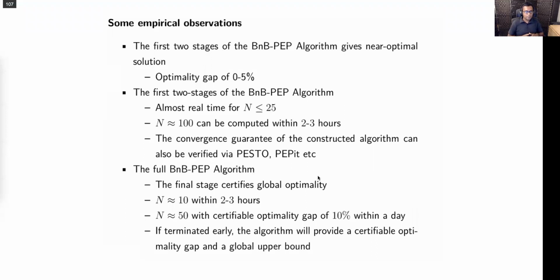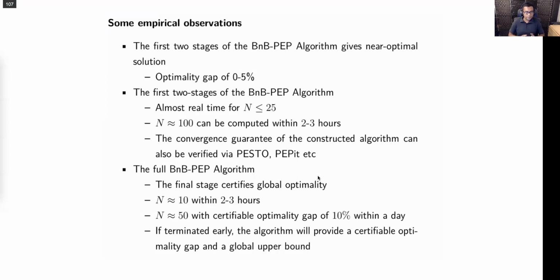I wanted to talk about some empirical observations that I have noticed. One is that if we are interested in finding just a better algorithm compared to some known algorithm, it is my experience that only the first 2 stages of BnB-PEP algorithm give a near optimal solution, or near optimal first order method.